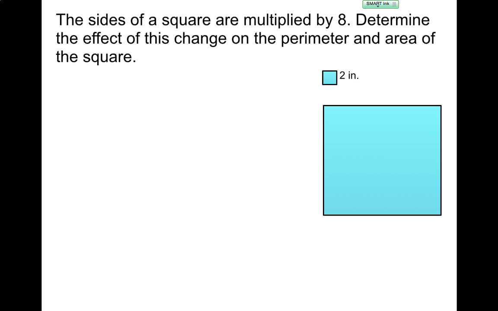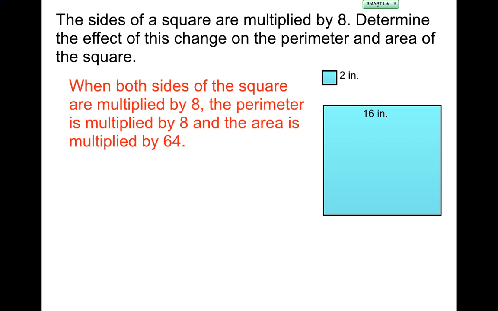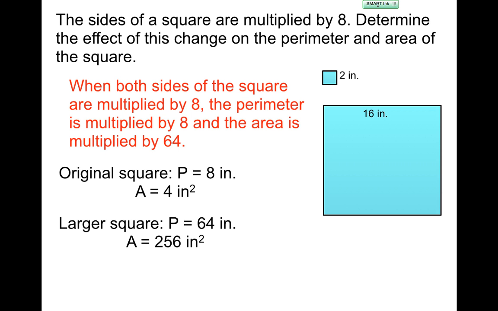So what happens to the perimeter? Multiplied by 8. Area multiplied by 64. And there's the proof if you need to look at the actual numbers. Perimeter got 8 times as big, area got 64 times as big.